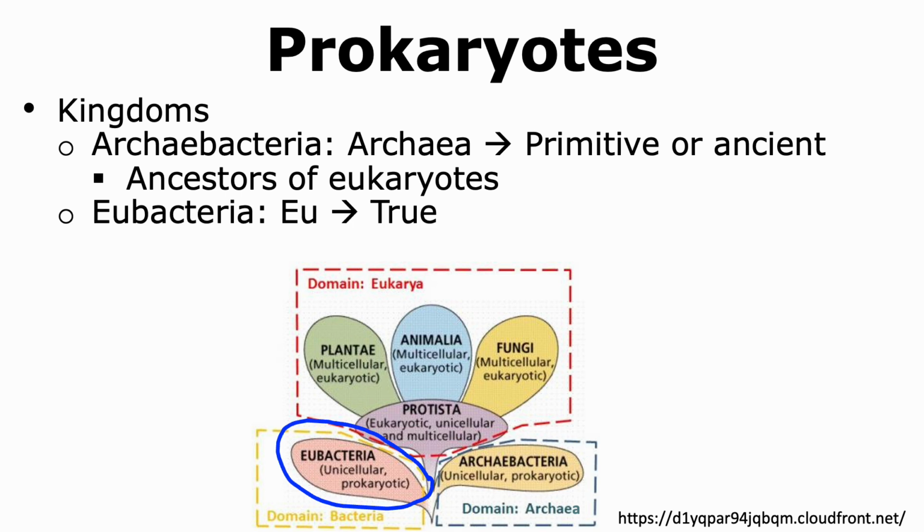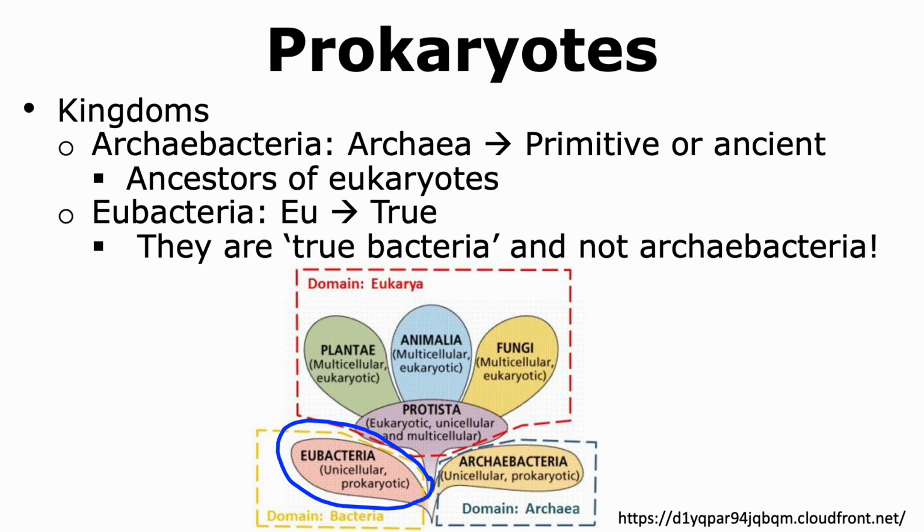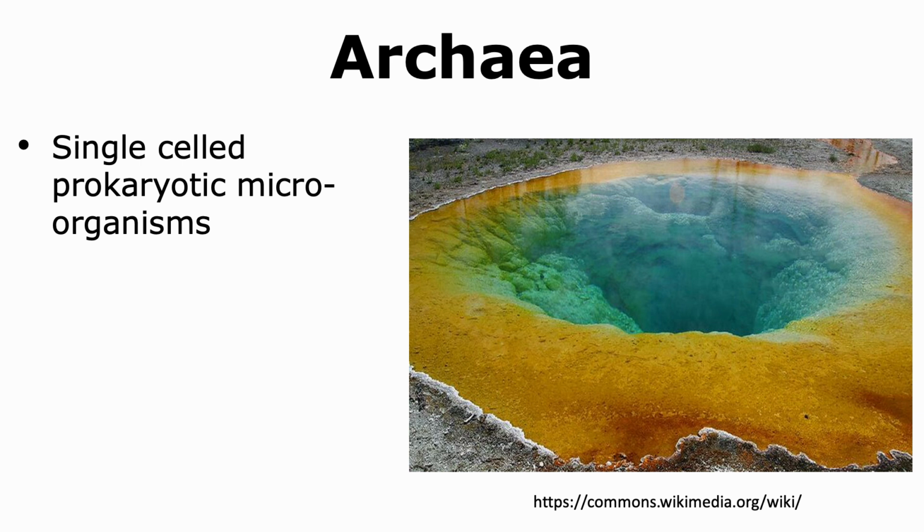Prokaryotes can also belong to the kingdom of eubacteria. The term eu stands for true, and hence the organisms that belong to this kingdom can be roughly translated as the true bacteria, which essentially states that they are not archaebacteria. Archaebacteria, or Archaea as they are known nowadays, are single-celled prokaryotes. They are considered microorganisms because they are quite small and can be observed under a microscope.